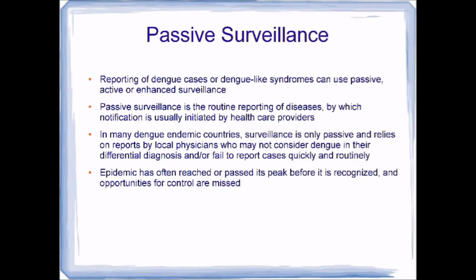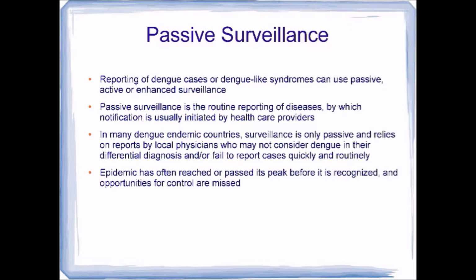The routine reporting of dengue cases or dengue-like syndromes can use passive, active or enhanced surveillance. Passive surveillance is the routine reporting of diseases, by which notification is usually initiated by healthcare providers. A particular challenge of passive surveillance systems is continuously to motivate healthcare providers to report cases in accordance with standardized case definitions. Unfortunately, in many dengue endemic countries, surveillance is only passive and relies on reports by local physicians, who may not consider dengue in their differential diagnosis, and/or fail to report cases quickly and routinely.